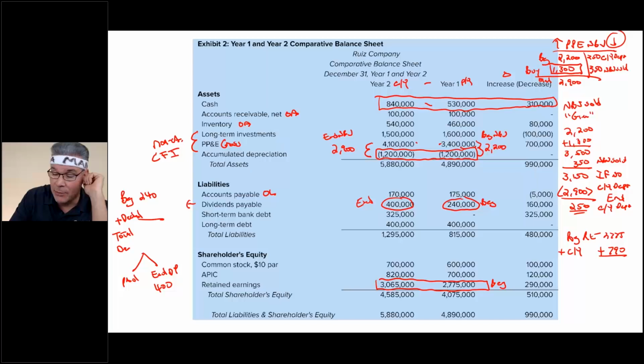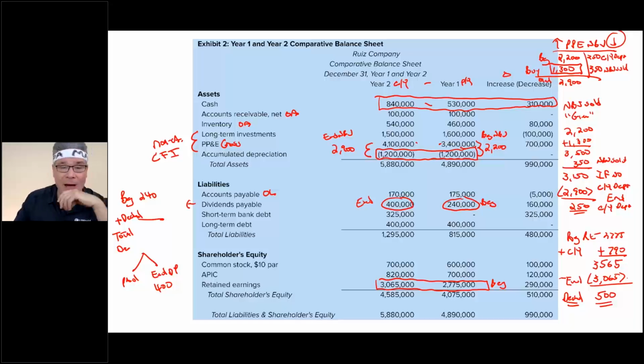2,775,000. Add your current year profit. Now look, if you have a loss, subtract it. Right? It's a profit, so we add it. So that gets me 3,565,000. Okay, now what's my ending retained earnings? My ending retained earnings is 3,065,000. Well, why is that lower? We must have declared dividends. How much is the declared dividend? It must be 500, 3,565,000 minus 3,065,000. We must have declared 500 because we know the way the pieces of the puzzle fit.